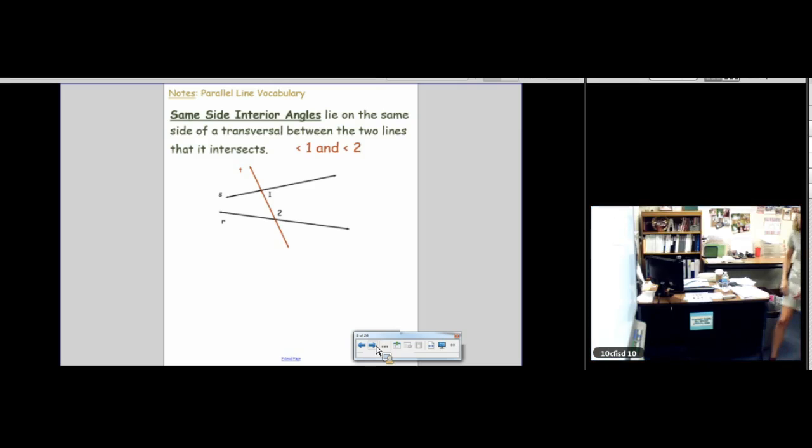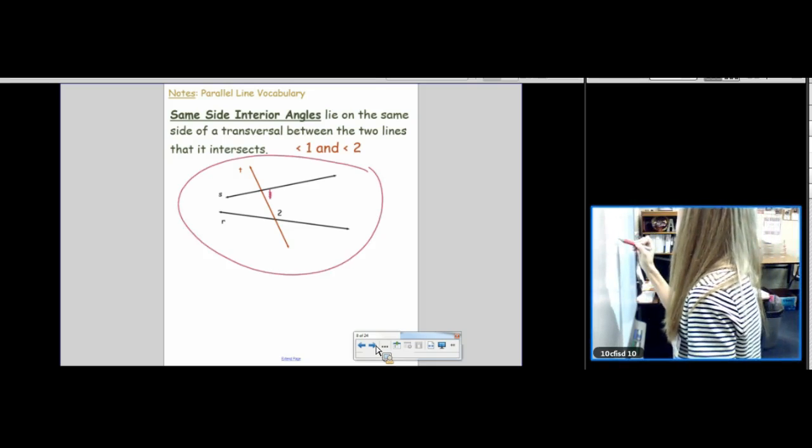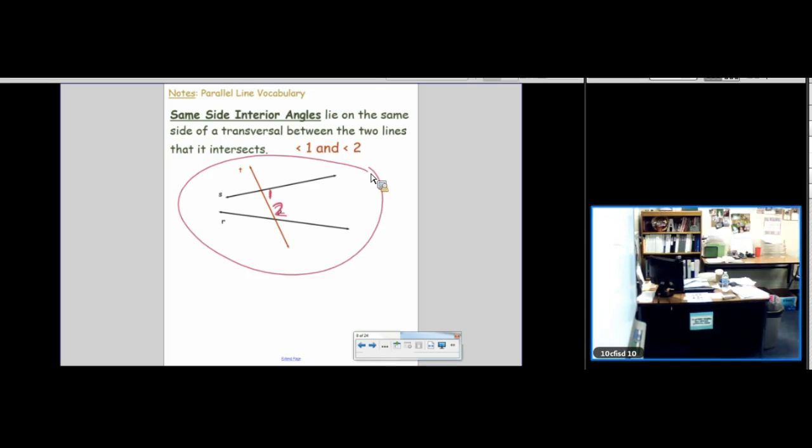Your picture's empty. You need to mark your picture. You need to put a 1 where I have a 1, and you need to put a 2 where I have a 2. Your picture's empty. You need to fill it. Angle 1 and angle 2 are same side interior angles. Same side interior. Angle 1 and angle 2. We're going to be using these words for the next 2 weeks, so better get used to it. Next one.